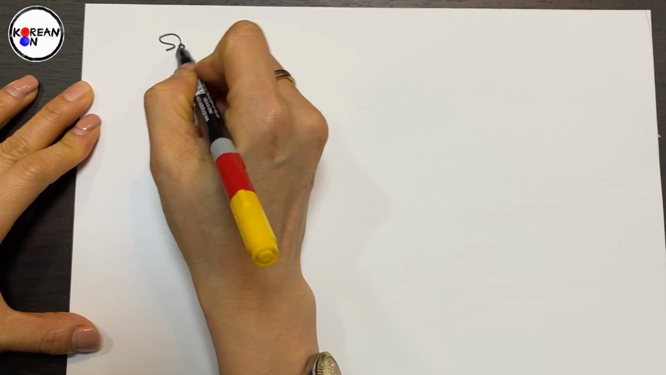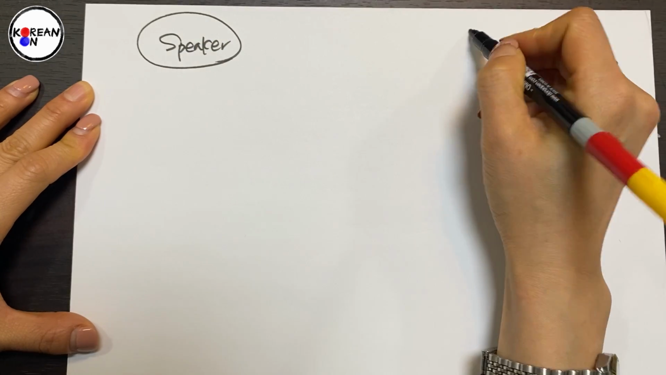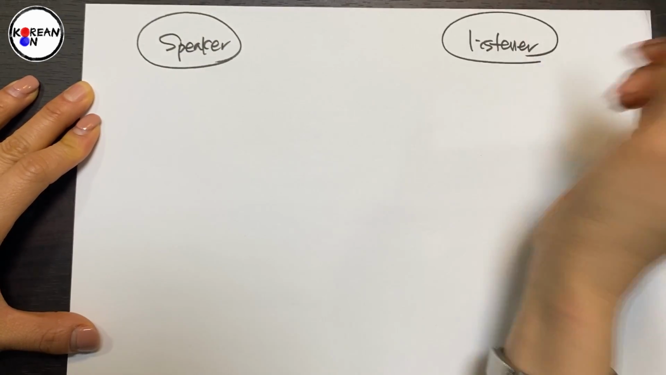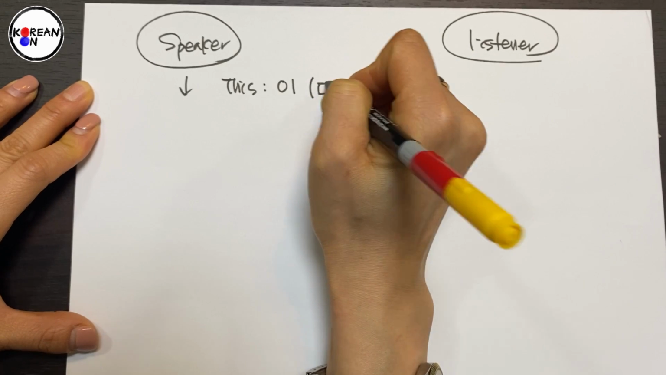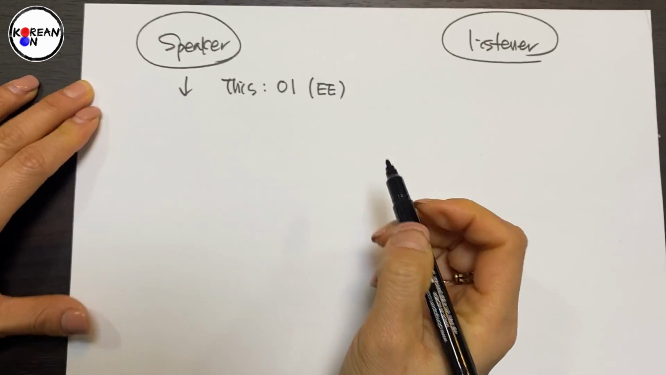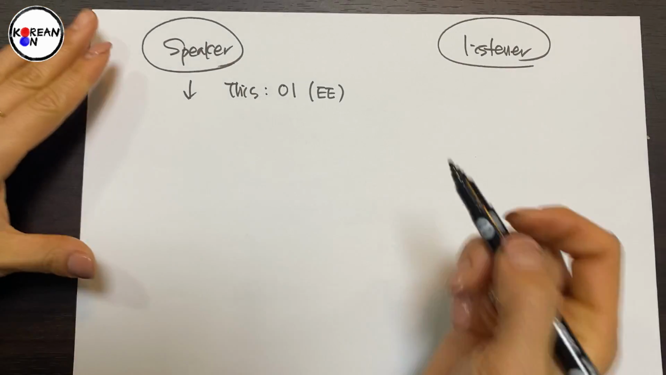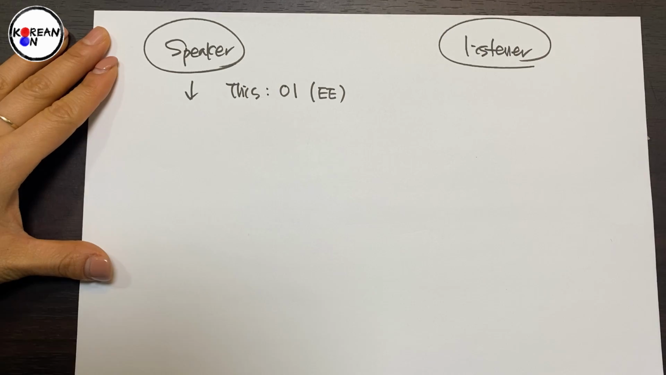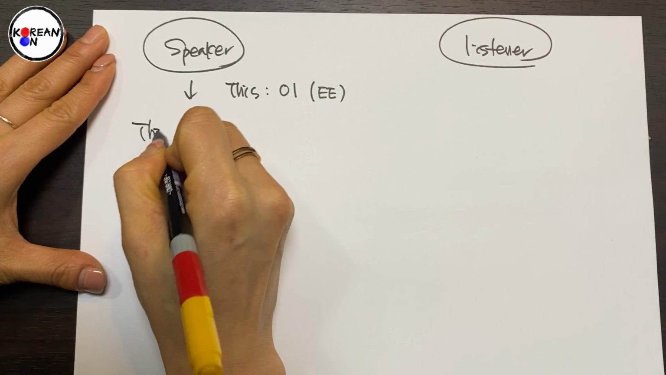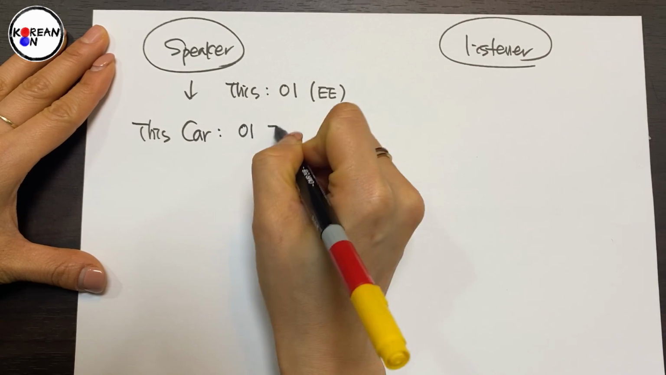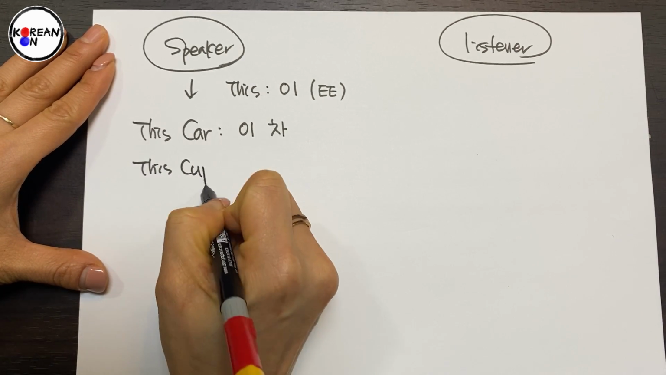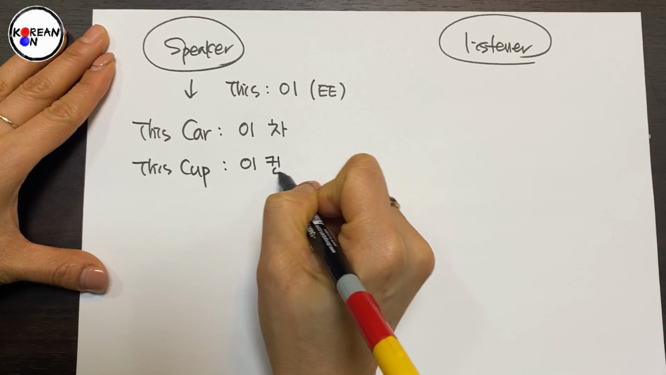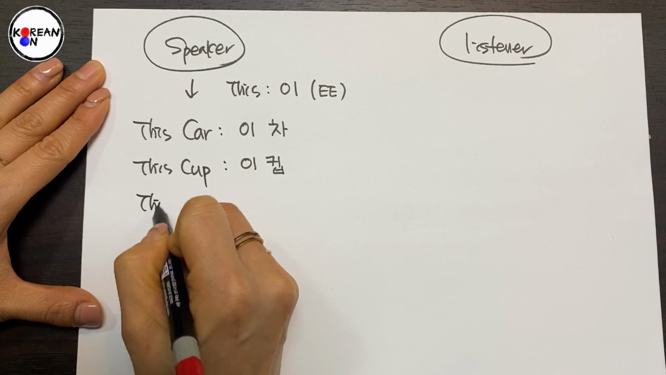So here is a speaker and listener. So near to the speaker, which is this, is 이. Speak like 이. Okay, so this. So close to speaker as an adjective is located before a noun, like this car. 이 차. Okay? And this cup. 이 cup. And this apple.